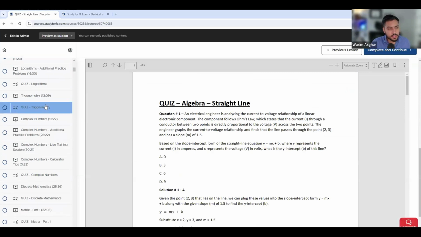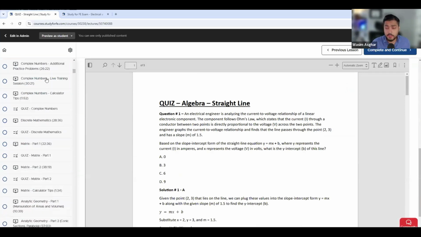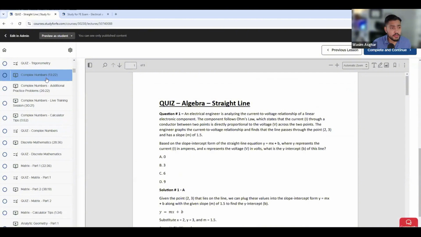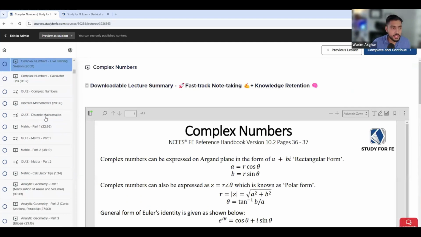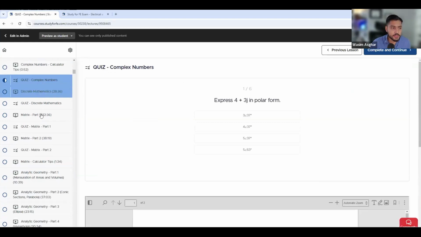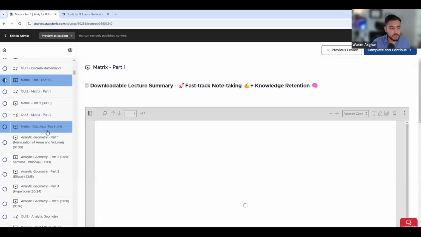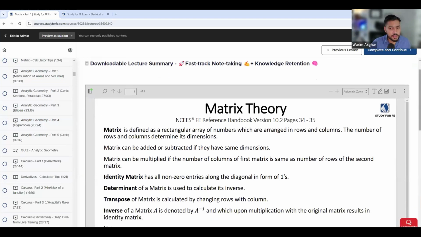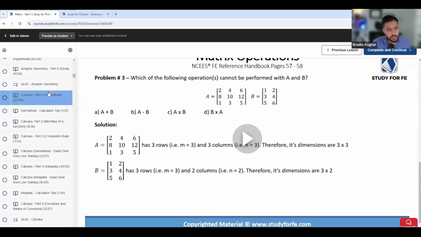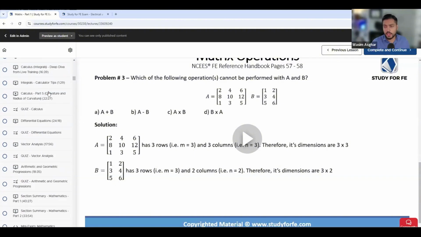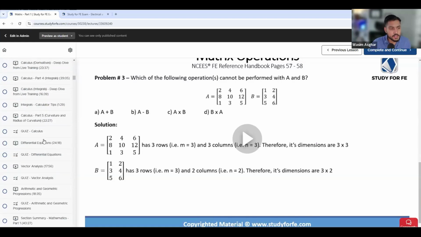And on the left panel, if you look at complex numbers, for example, we have a 13-minute lecture first of all, and then additional practice problems, which is another 26 minutes, calculator tips for complex numbers, and then an entire quiz for complex numbers. Matrices, same story. At each lecture, obviously, there are detailed explanations. What you see on the left-hand side are multi-part lecture series for every single deep topic. And this is all mathematics.